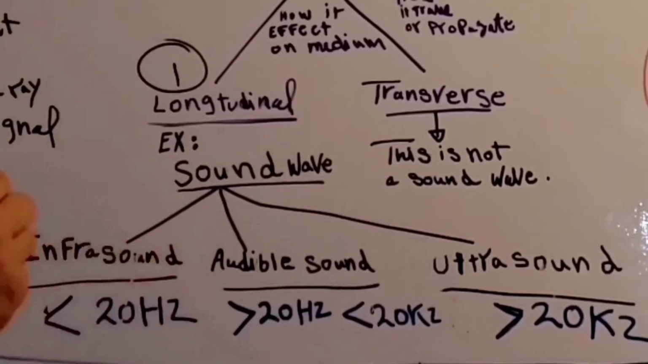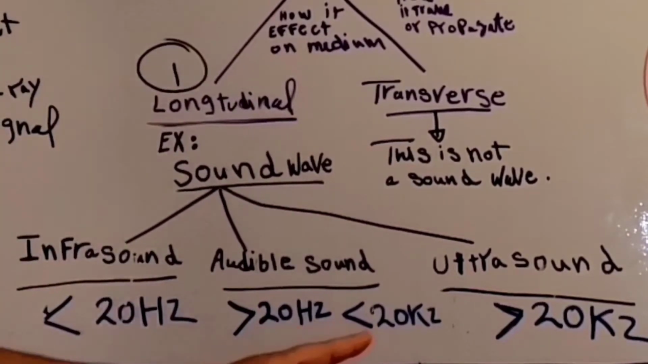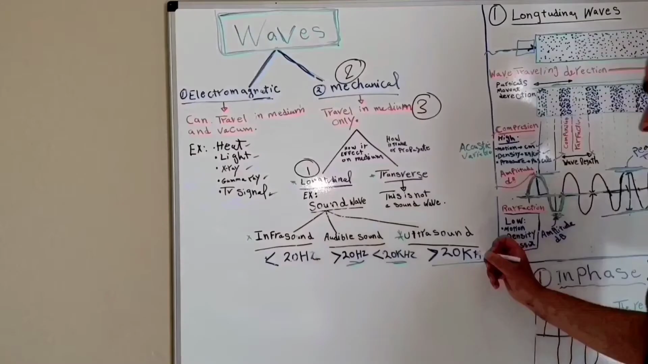The audible sound is any sound wave that ranges between 20 hertz and 20 kilohertz. The infrasound is a sound wave which has a frequency of less than 20 hertz, and the ultrasound is any sound wave that is more than 20 kilohertz.